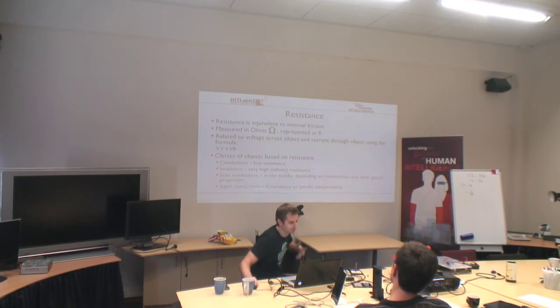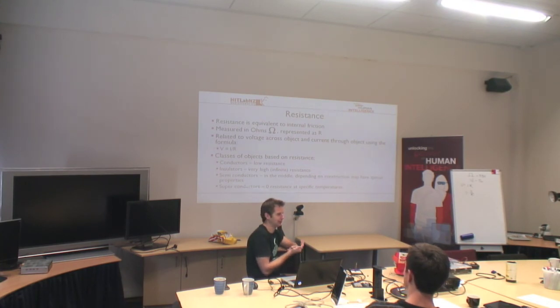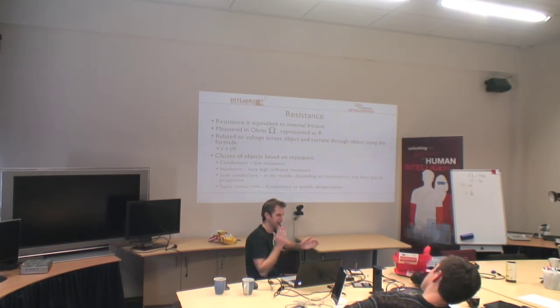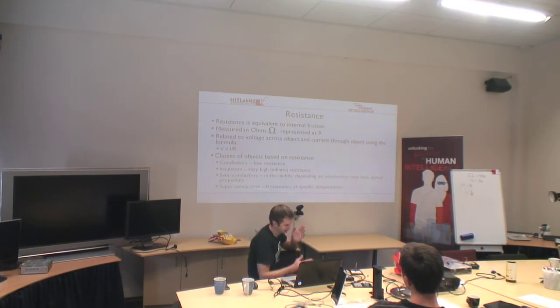So yeah, conductors like wires have low resistance, and insulators like me or the desk, or anything which doesn't conduct electricity, have very high resistance. Then you have semiconductors, which are pretty much everything which is interesting. They're somewhere in between conductors and insulators, and depending on how they're constructed, they may have special properties. They might only allow current to flow one way through them, like a diode or an LED. There's lots of various interesting things.